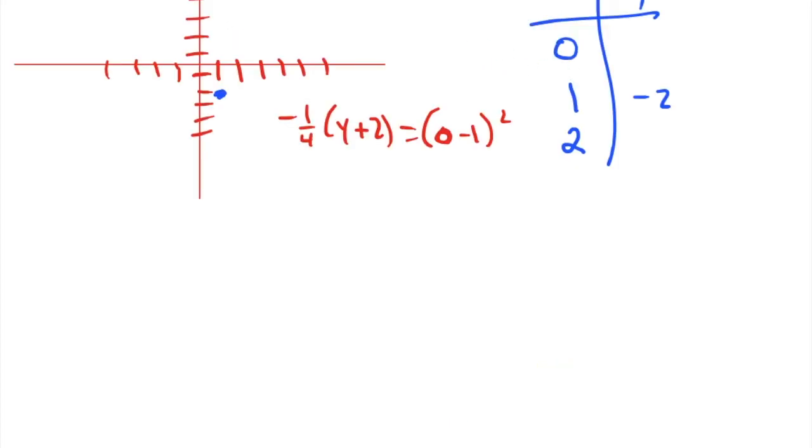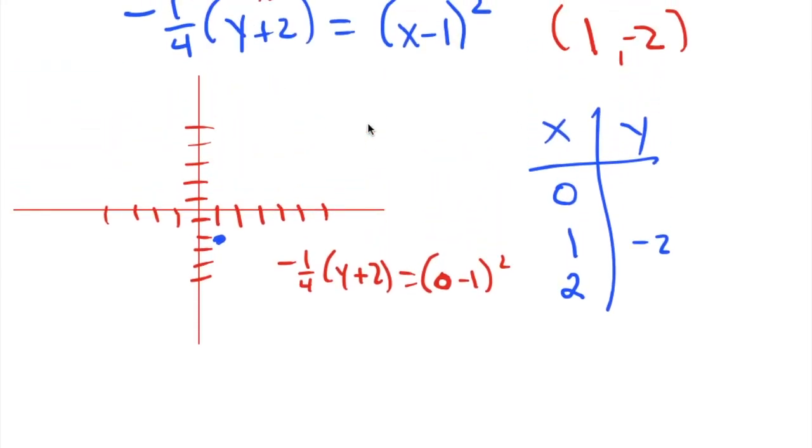Now I'm going to take the point where x equals 0 and I'm going to plug it into the original equation. So I have it written down here, and I've substituted the x for 0. Everything else is the same. Now I'm going to solve. 0 minus 1 is negative 1. Negative 1 times negative 1, or negative 1 squared, is 1. And I have negative 1/4 y plus 2.